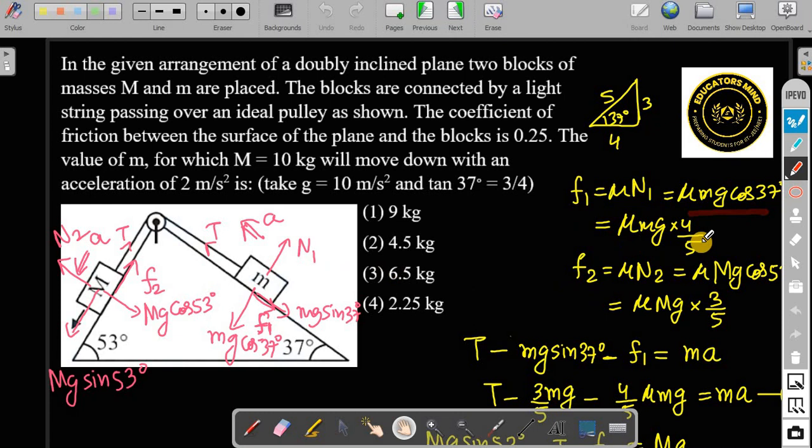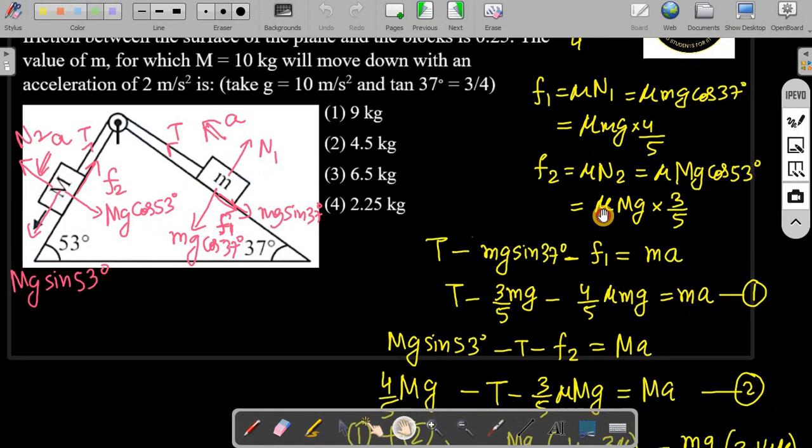Normal here will be different, right? Normals are different, mu g cos theta only, but mass and theta are different. So substitute here, calculate frictions at both the places. Once you calculate friction, you are ready to write the equations, right?